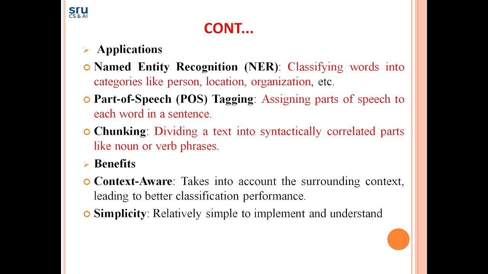What are, say, different applications of this? Say named entity recognition: classify words into categories like person, location, organization. Part of speech tagging: assign a part of speech to each word in a sentence. Chunking: divide a text into syntactically correlated parts like noun or verb phrases. What are the benefits of this? Context aware, simplicity.